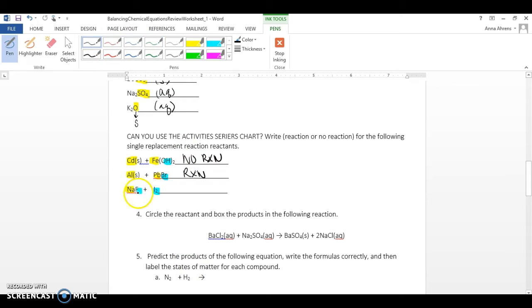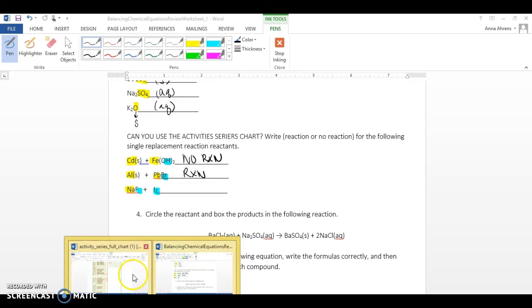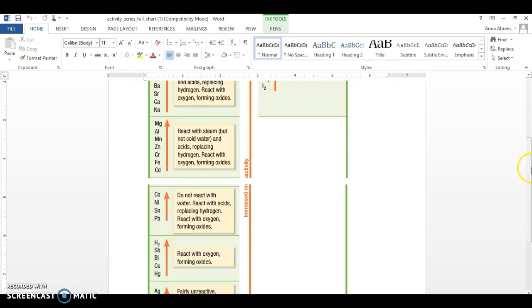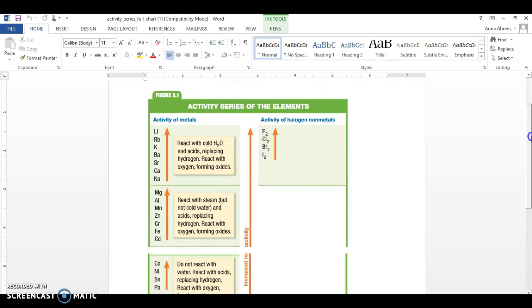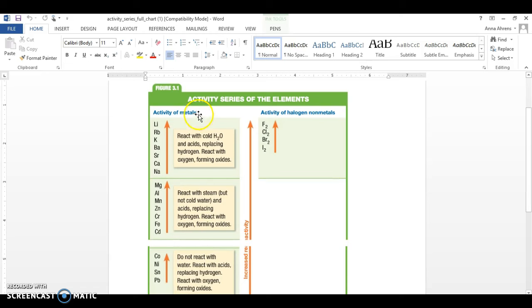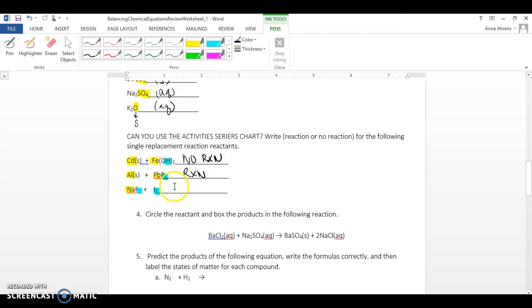And then we have fluorine and iodine. Those are both nonmetals, so we have to go to the nonmetal side. Also, that's another way you can determine if it's a metal or a nonmetal: over here it says activity in metals, and this side it says activity in nonmetals. That might help you as well. So fluorine is actually higher than iodine, so that reaction will not occur. So no reaction.